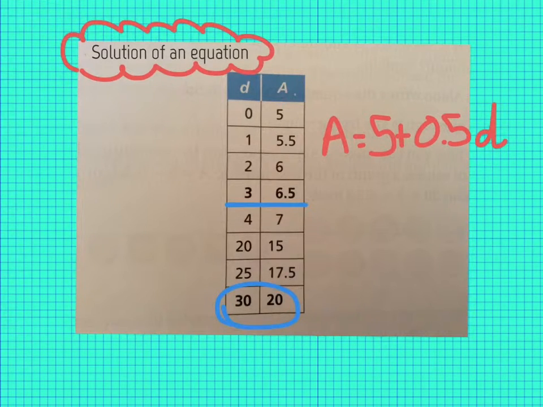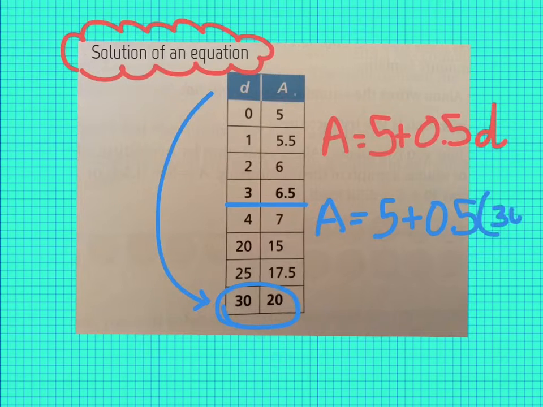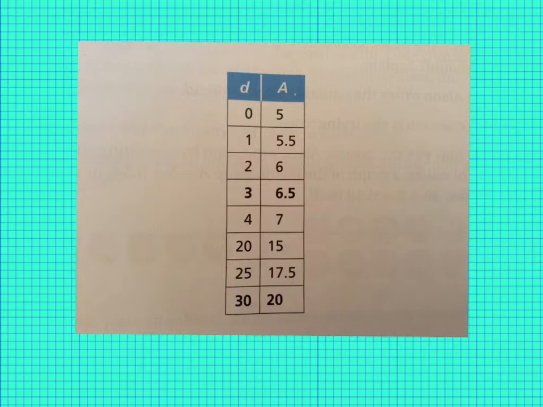So 30 represents D because it is in our D column. If I take my equation and where I see D, I substitute 30 there, I could solve for A, or the amount Alana will earn, by saying, okay, half of 30 is 15 plus 5. So 15 plus 5 gives us an A value of 20, which is shown here in the table.